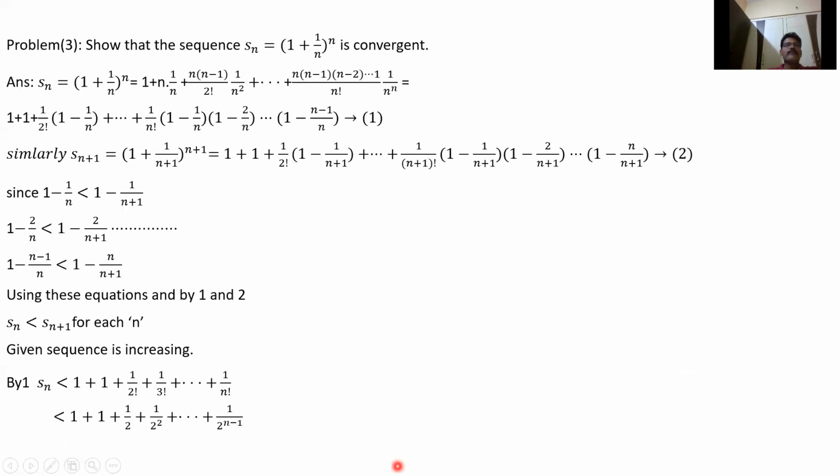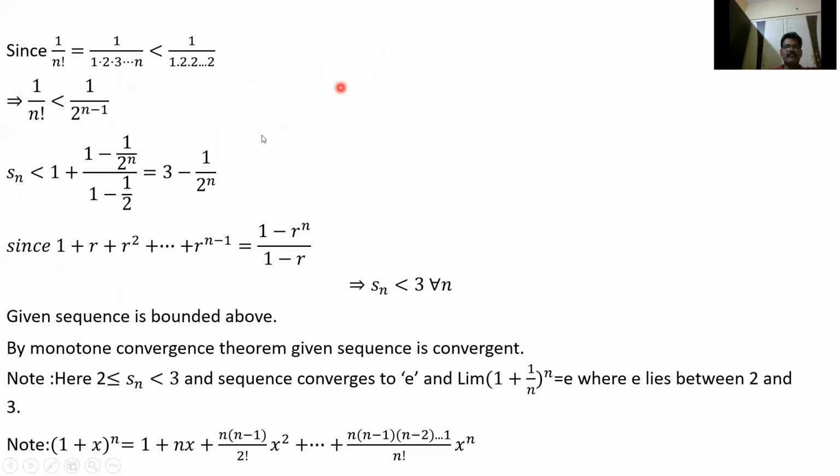Here 1 plus x whole power n is 1 plus nx, where x is 1 by n. And we have to write nC2, that is n into n minus 1 by 2 factorial into x square, 1 by n square, and so on, up to n into n minus 1, n minus 2 and so on into 1 by n factorial, 1 by n power n. So this is the formula I have used.